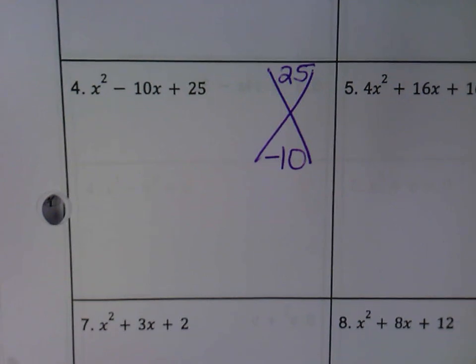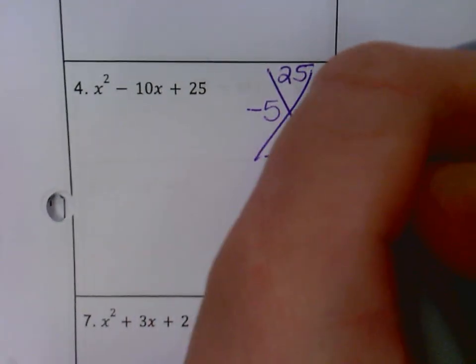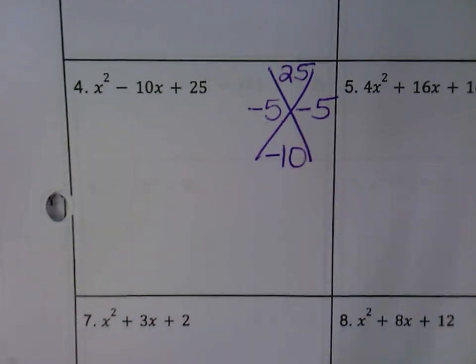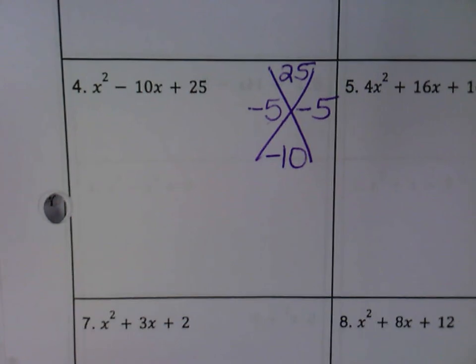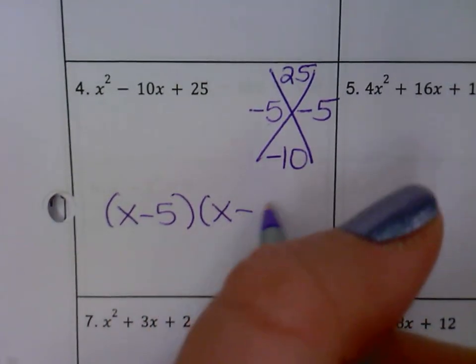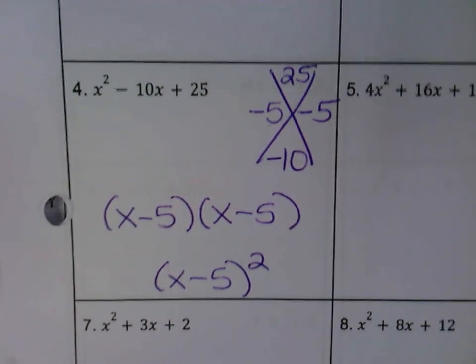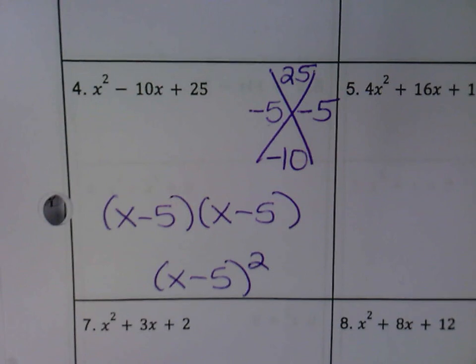What times what is 25? So I want to do negative 5 times negative 5, because that will add up to negative 10. So x minus 5 times x minus 5 is the answer. You might see it on a multiple choice question as x minus 5 squared. That means the same thing.